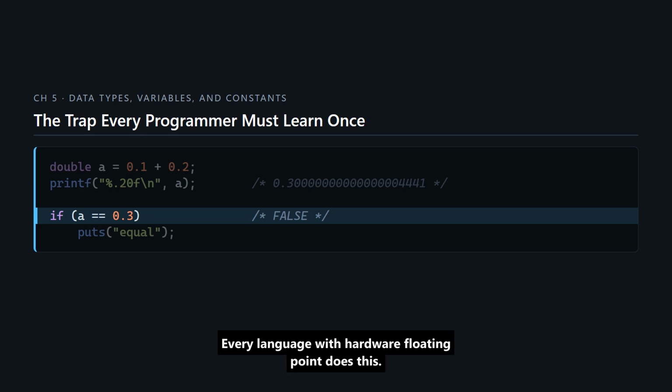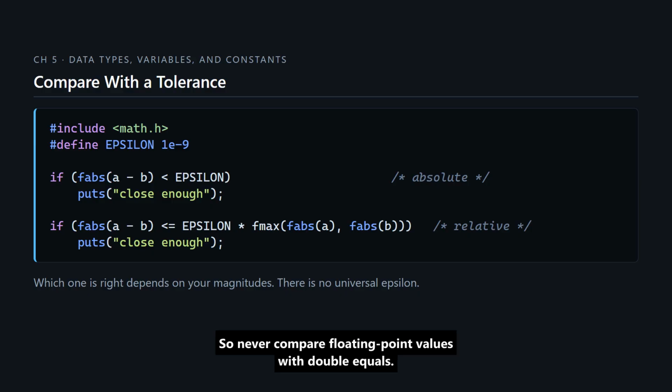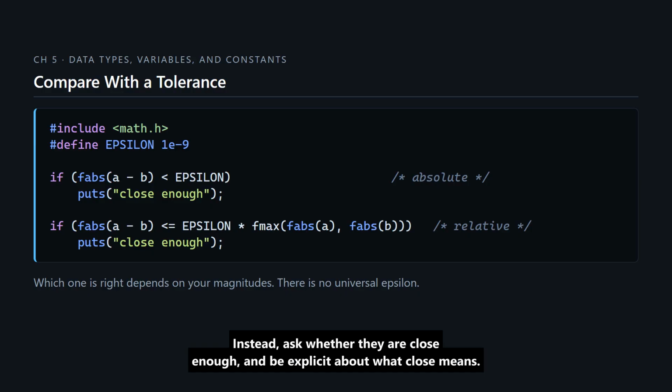Every language with hardware floating point does this. C just does not hide it from you. So never compare floating point values with double equals. Instead, ask whether they are close enough, and be explicit about what close means.